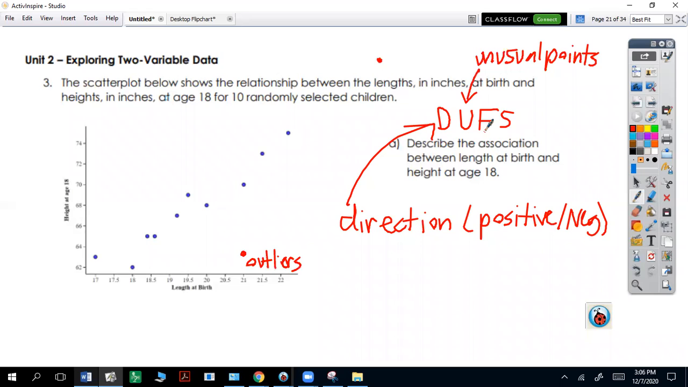F is form. That's going to be like linear, non-linear, that kind of thing. And then S stands for strength. How good is it? Is it strong? Is it weak? Moderately strong? That kind of thing. So think about that problem. Describe it. A quick couple sentences to describe this information. Pause the video, and then you can check the solutions here.